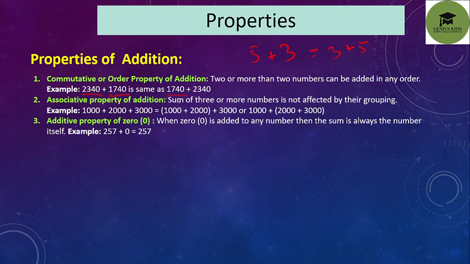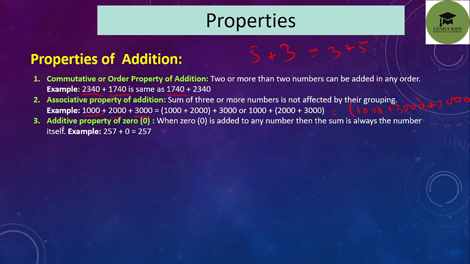Associative property of addition. What is the associative property of addition? The sum of three or more numbers is not affected by their grouping. So if the addition is 1000 plus 2000 plus 3000, if we group 1000 plus 2000, then plus 3000, the summation is the same. Also if we group 2000 plus 3000 and then add 1000, this is also the same. Also if we group 1000 plus 3000 plus 2000, then they are all the same. In all cases the summation is the same.